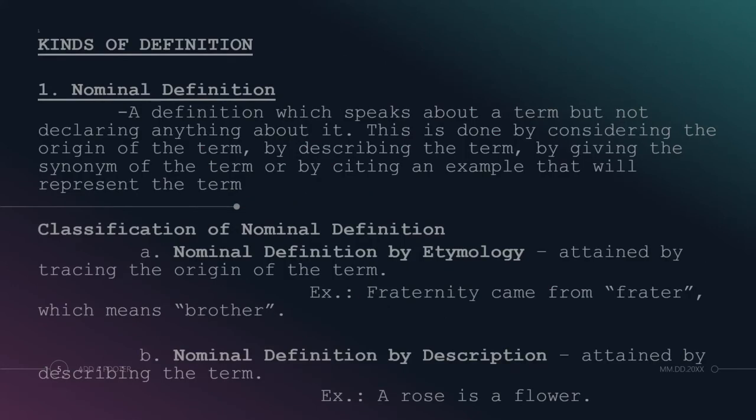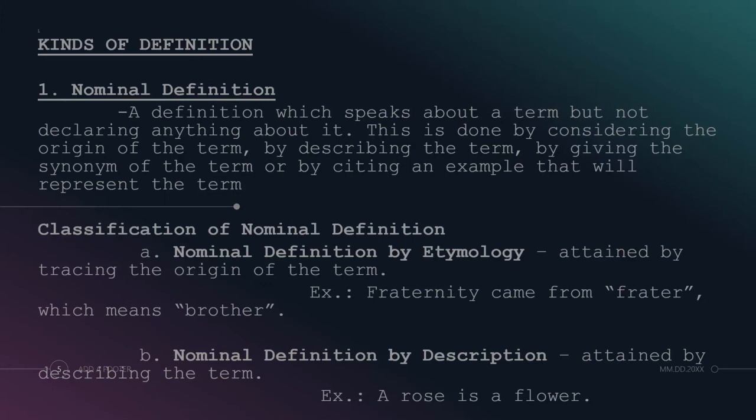Kinds of definition. We have different kinds of definition. Nominal definition, a definition which speaks about a term but not declaring anything about it. This is done by considering the origin of the term, by describing the term, by giving the synonym of the term, or by citing an example that will represent the term.